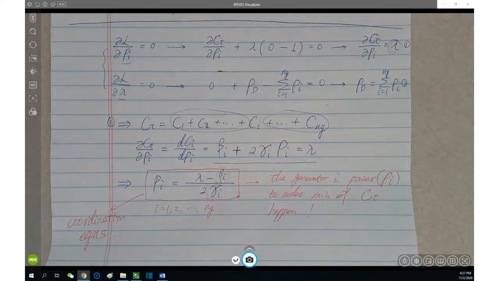Ryan said plug back into the objective function to find the what? The minimum value of the objective function. Great. Okay, this is what we want to do. Exactly right.